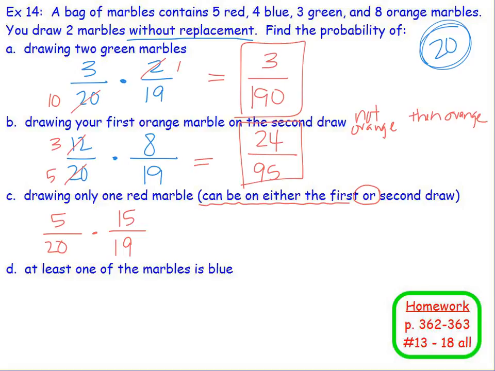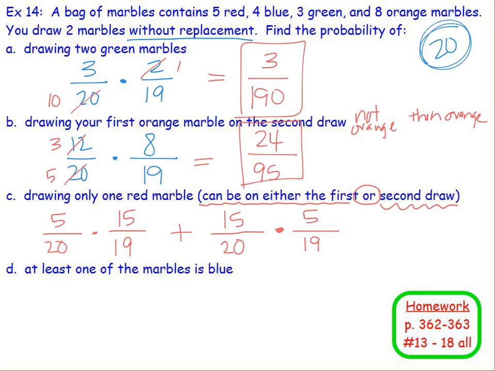Now we got to do this or thing. That means add. And we have a second case, drawing a red marble on the second draw. So now the first marble is not red. So that was the blue, the green, and the orange, which was 15 out of 20. We drew out one of those other colors. Now we're focused on drawing out a red because we need a red now on the second draw. Well, that would be 5 red that still are in the bag, but it's out of 19.